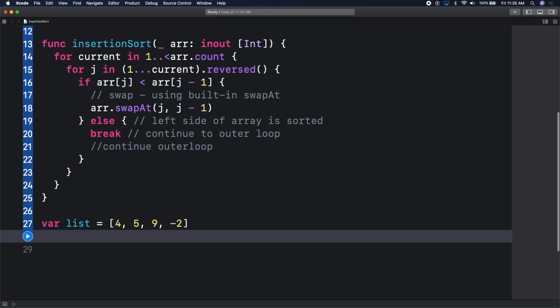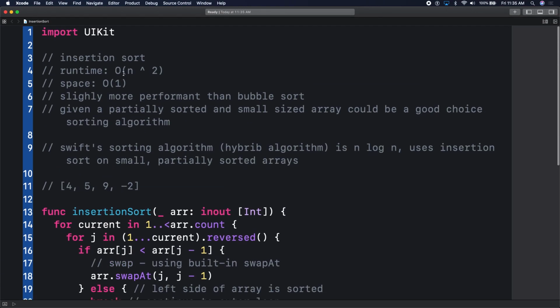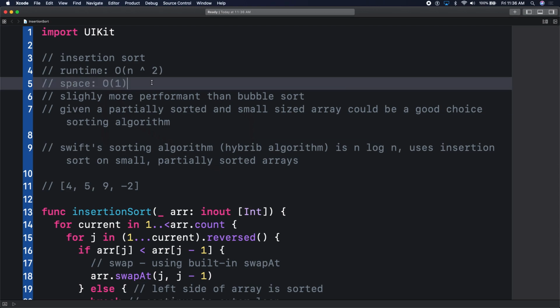So for this one, we don't have to mark it in or out because they're the same. Remember, they're the same. Where is it? Did I not write it? Stored in place. Space is... I did not. Okay, sorry. So space is constant because it sorts in place. Thank you for reminding me.